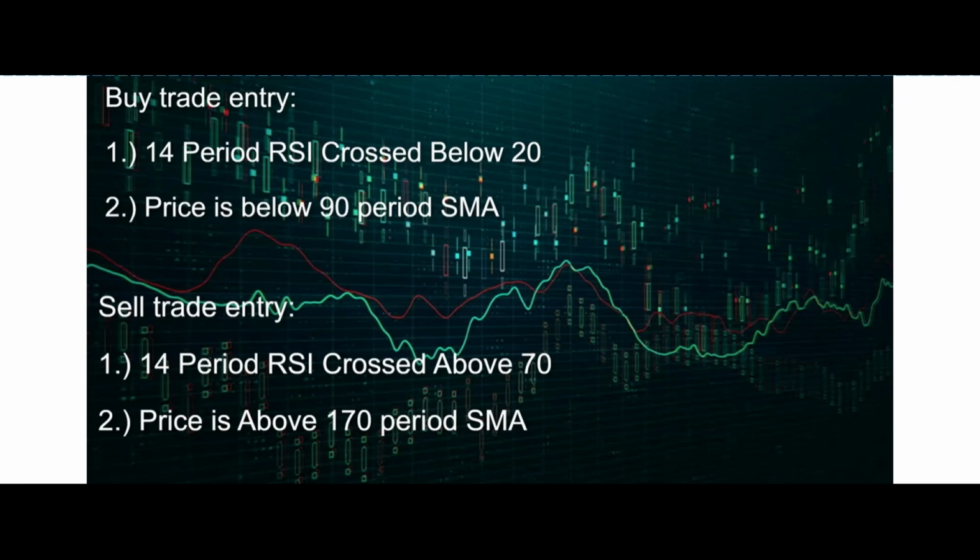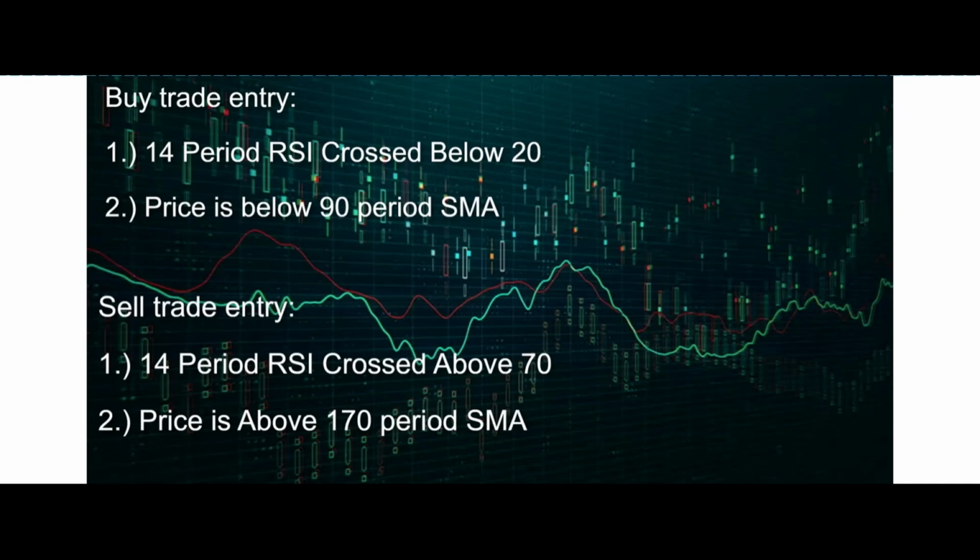Now, it is really simple. Basically, when the RSI crossed below the 20 value and the price is below the 90-period moving average, we take a buy trade. And I will show, of course, the examples to you on TradingView and, of course, on this year's data.